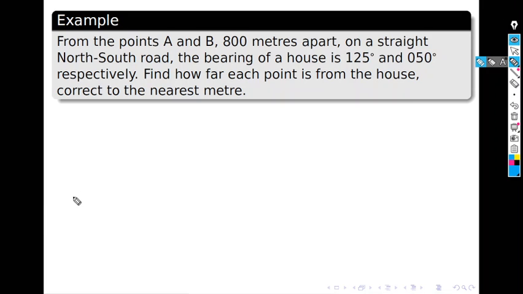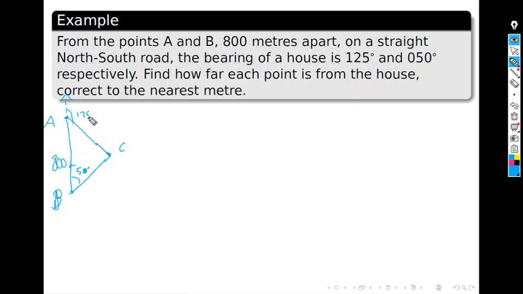The only way for this to work would be if we had A here and B here, and this being 800 meters still. Now we can actually get a proper triangle happening. Because we've got 125 degrees from north, that's about there. And from B, we've got 50 degrees, probably about there. So eventually they meet. Here's our house, let's call it C.